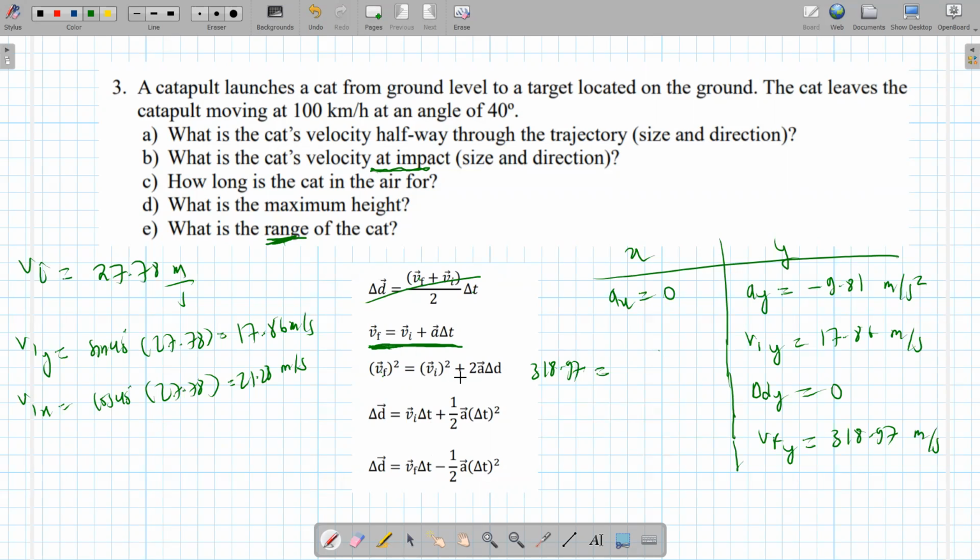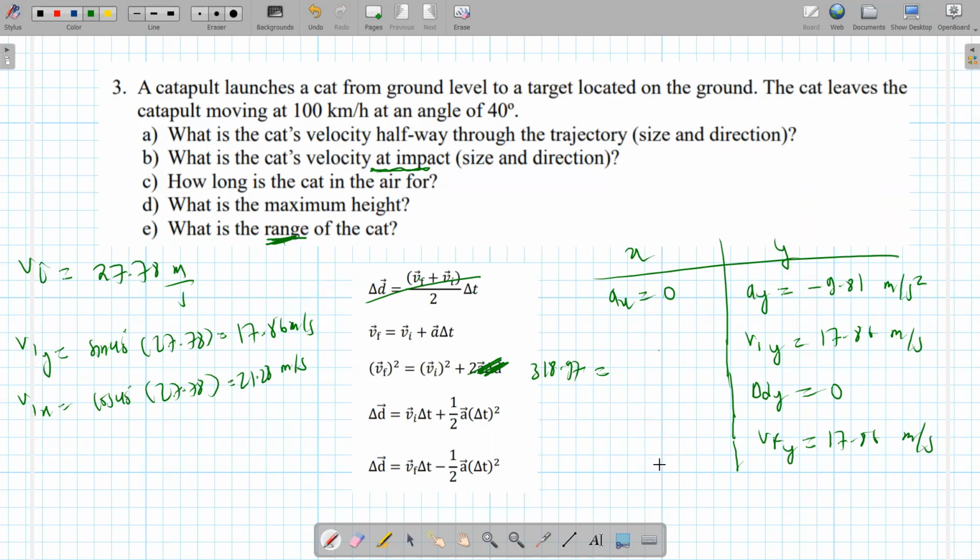So actually, did we do this right? VF squared equals VI squared plus 2AD. No, see, VF squared is VI squared. So VF is actually the initial velocity. I didn't square root both sides. So VF is actually the exact same thing, because this is 0. So VF squared is VI squared. So that's going to be also 17.86 meters per second. Okay.